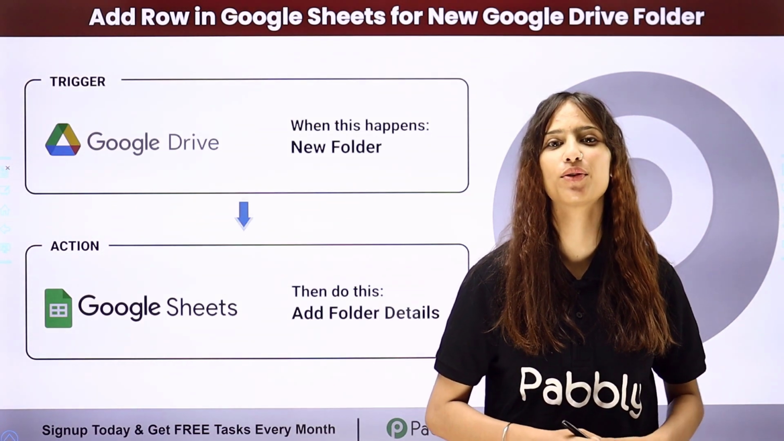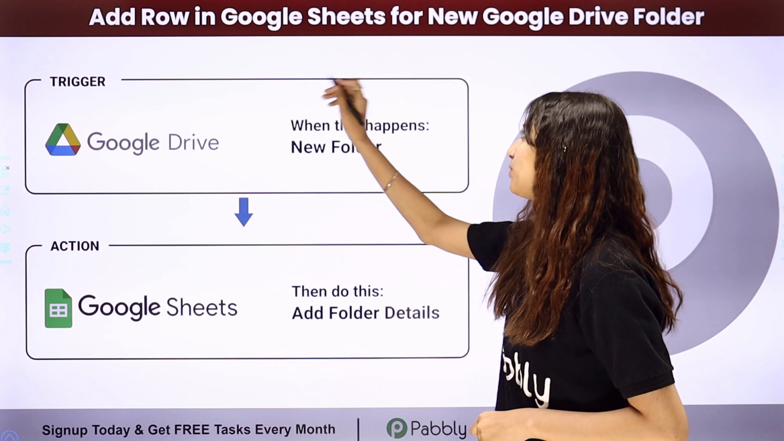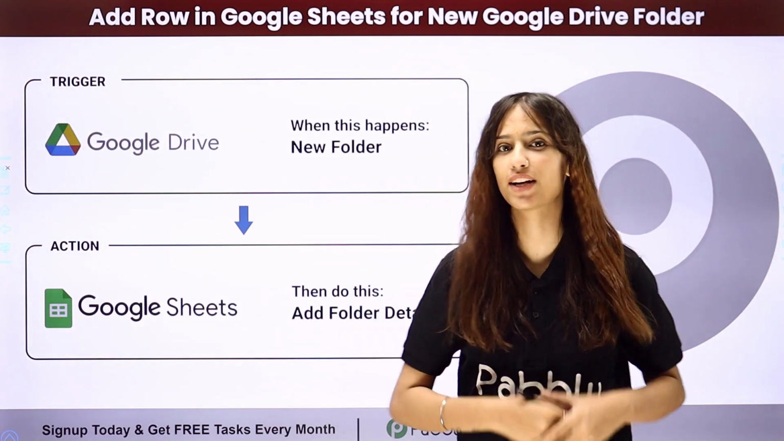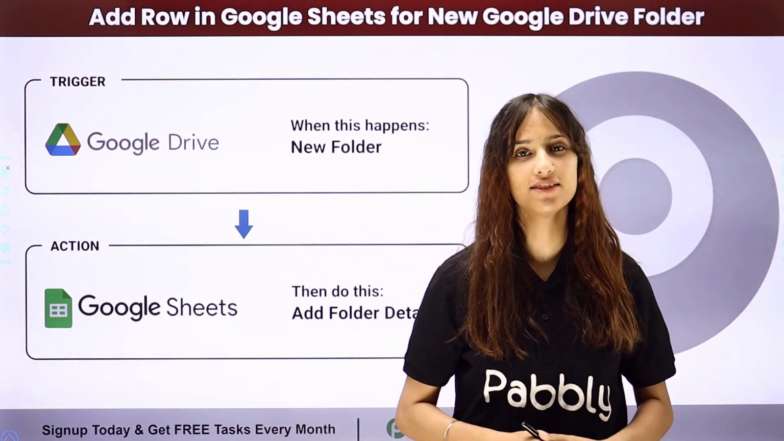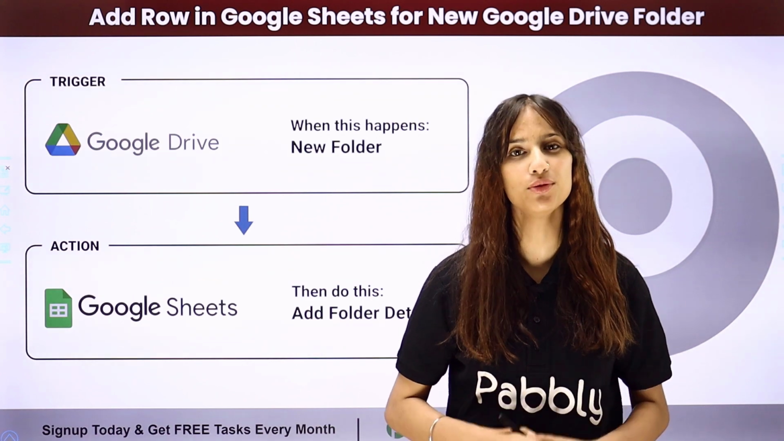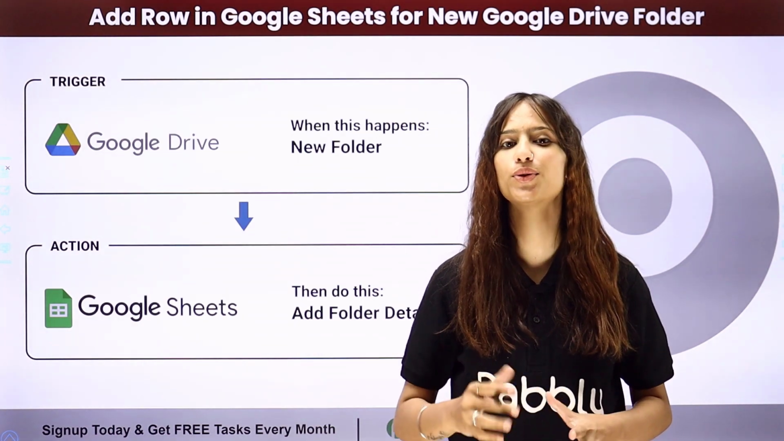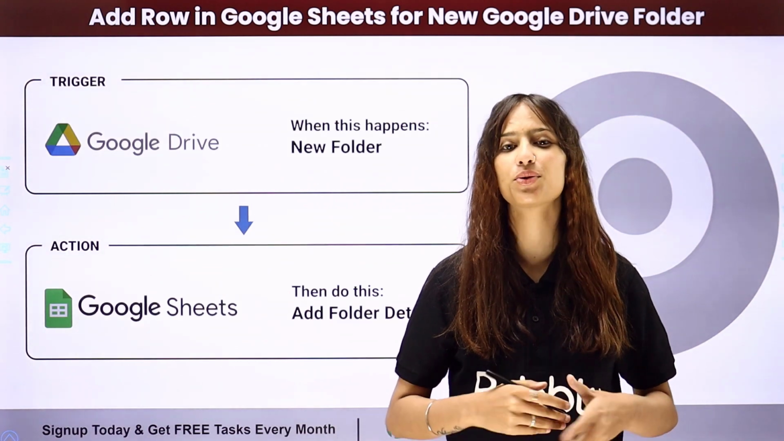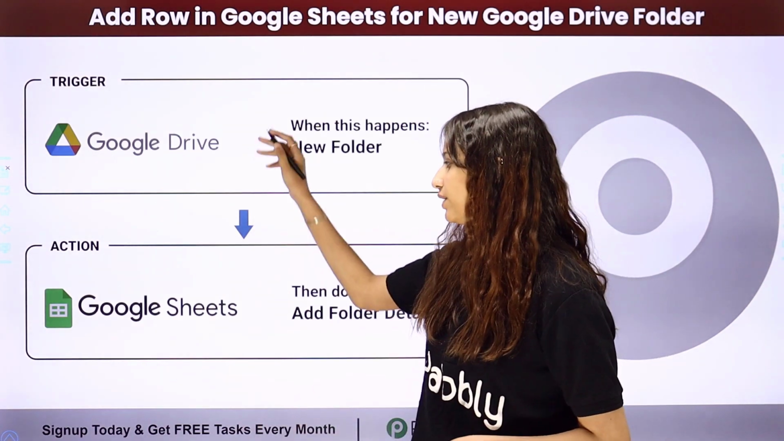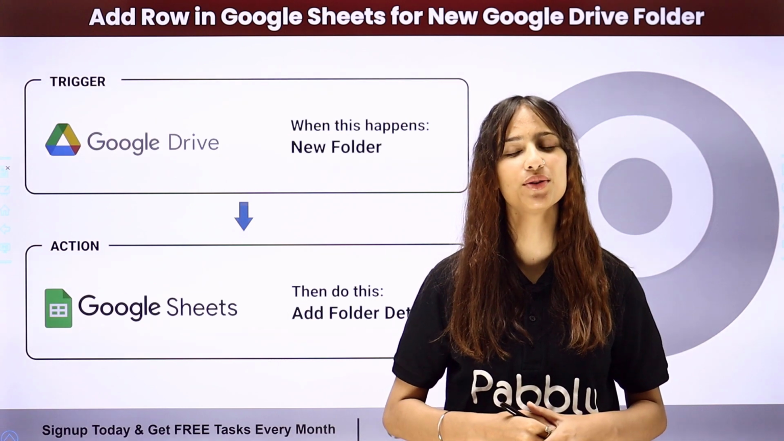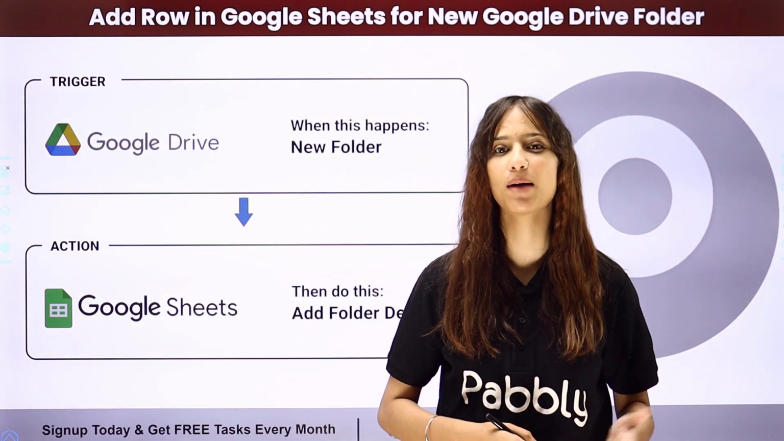So in today's video we are going to understand how to add a row in Google Sheets for a new Google Drive folder. So here my objective is that whenever I create a new folder in Google Drive, I want to add the folder details in a new row in my Google Sheets. Now to do this, I need to build a connection between these two applications, for which I am going to use this amazing automation software, that is Pabbly Connect.